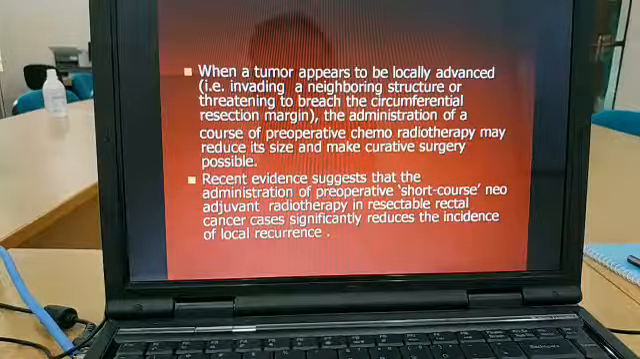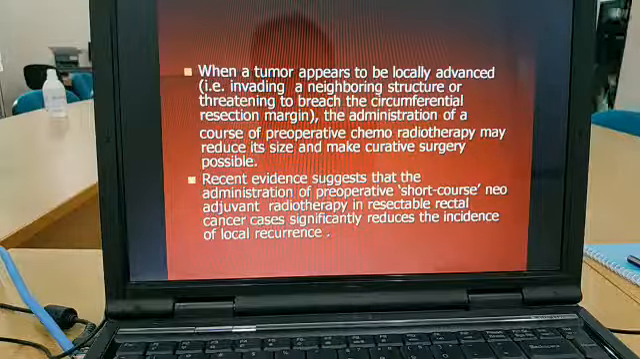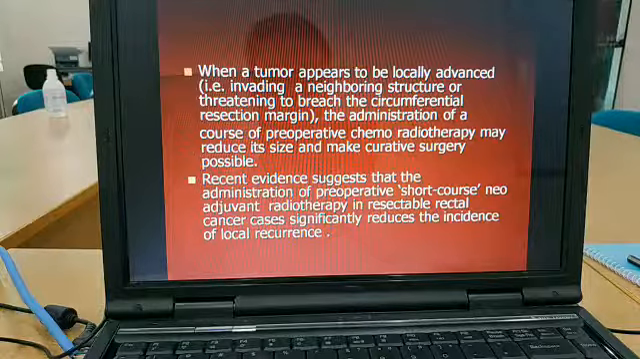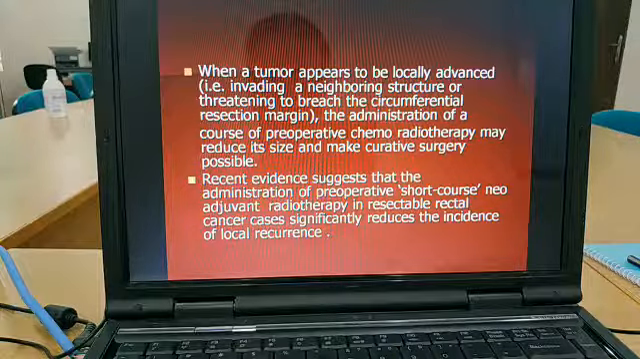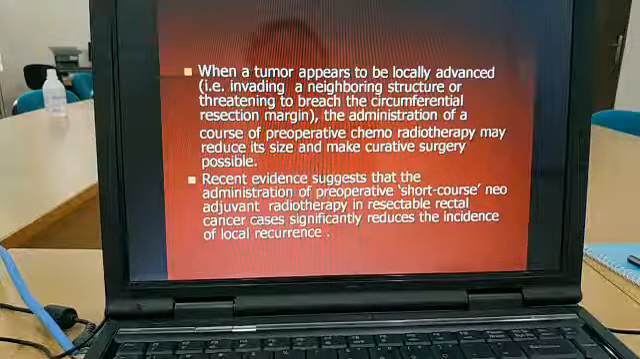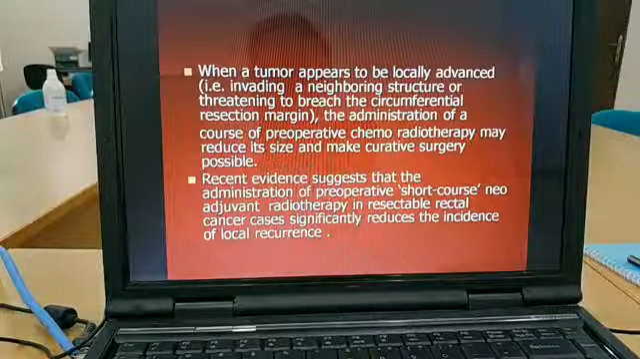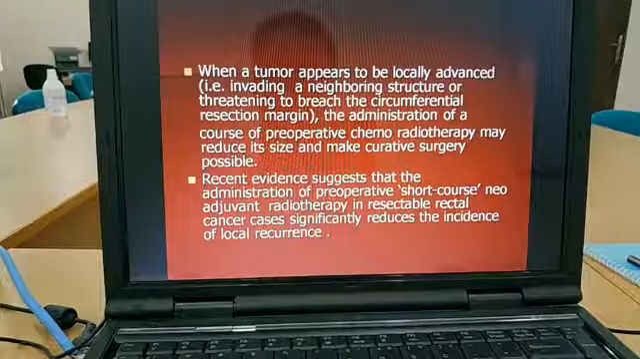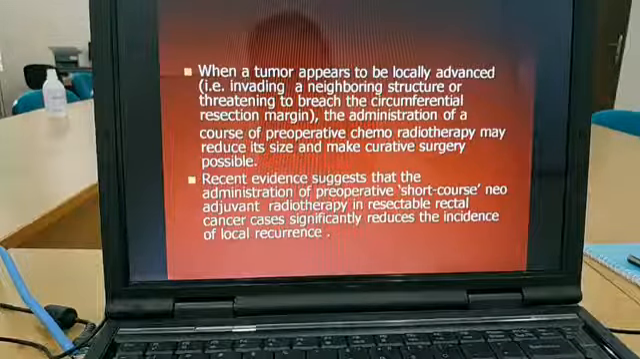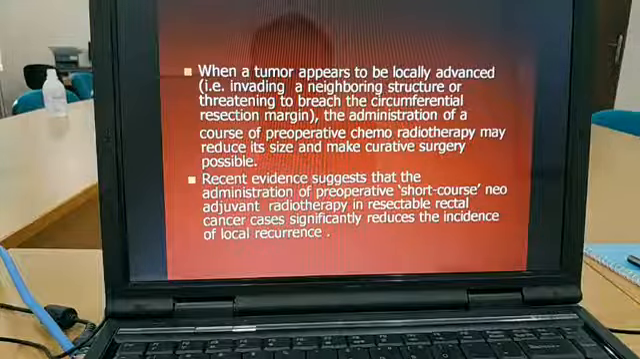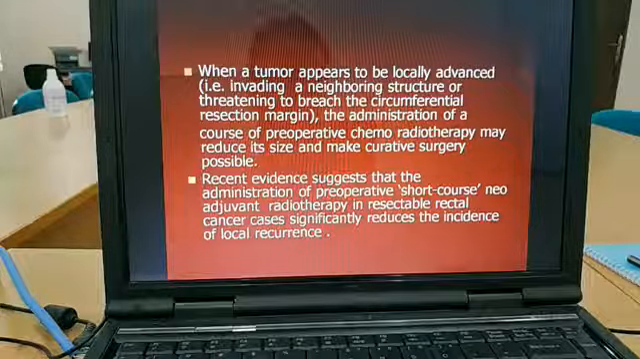When a tumor appears to be locally advanced, that is, invading an adjacent structure or threatening to breach the circumferential resection margin, the administration of a course of preoperative chemoradiotherapy may reduce the size and make curative surgery possible. This is a technique we call downstaging of the tumor. Say for example, a tumor is T3. By giving this neoadjuvant therapy, it may be possible to downstage it from T3 to T2 or T1. So this is called neoadjuvant therapy.